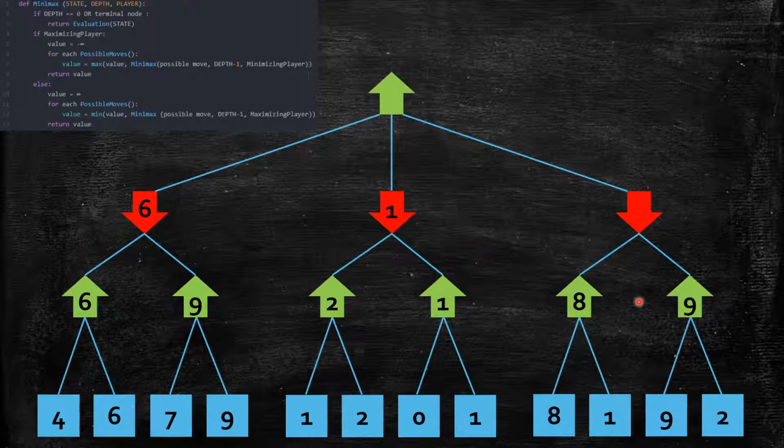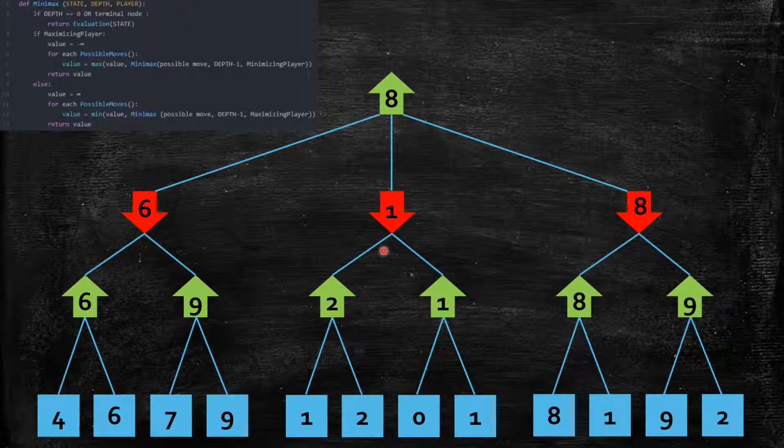9 gets chosen here. Minimizing player looks at these, wants 8, and then these 3 values are going to be passed up here. Remember, this is the maximizing player's turn, so they want the highest value of its options. It's going to go with 8. So in this game tree, we're going to go down this way, and this way. This is going to be the final game state we end up in.